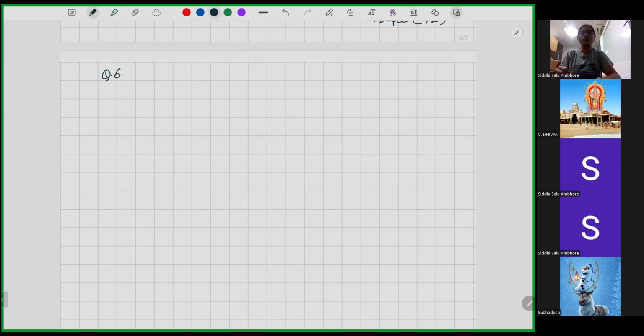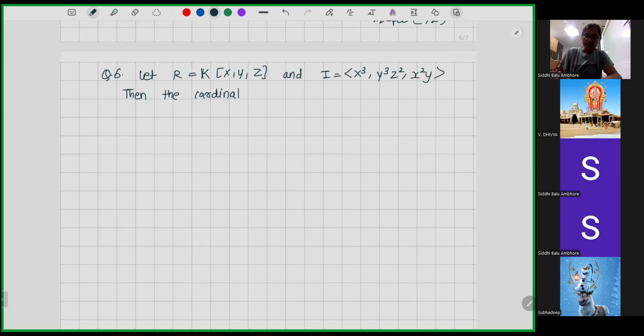So this is question 6. Let R be equal to k[x, y, z], and I is equal to (x cube, y cube z square, x square y). Then the cardinality of Min(R mod I) is what we have to find. And what is this Min(R mod I)? It is the set of all minimal associated primes of I.